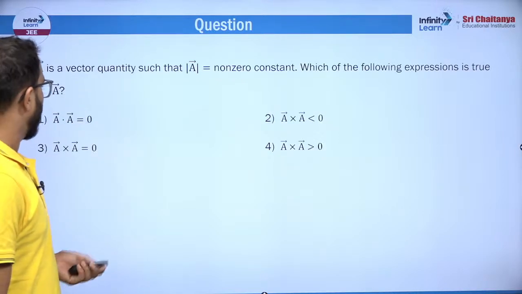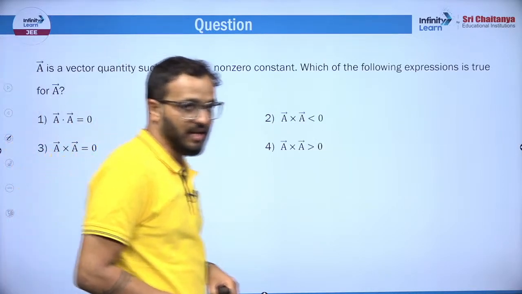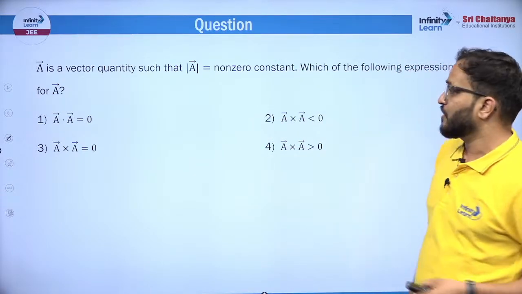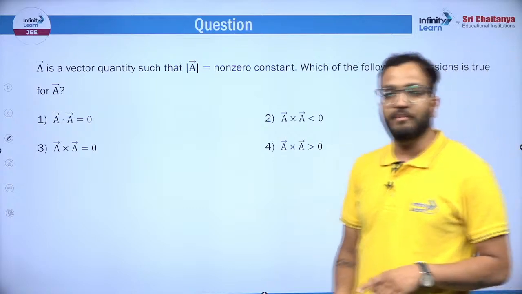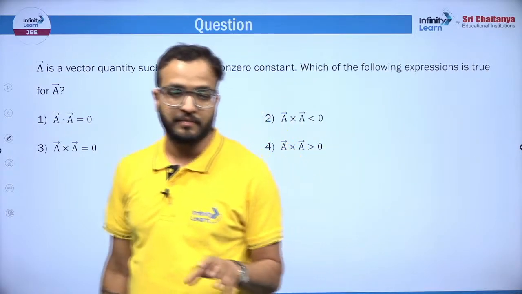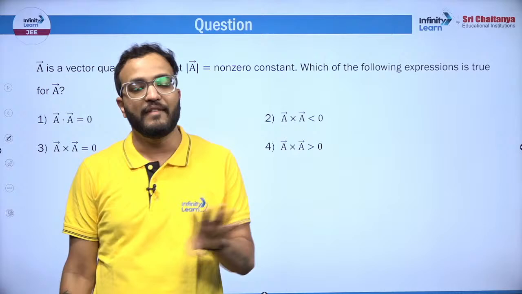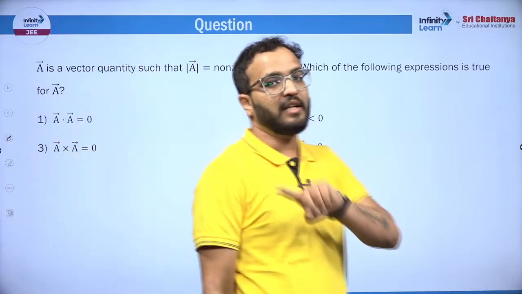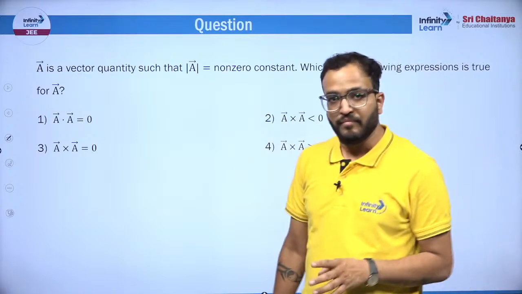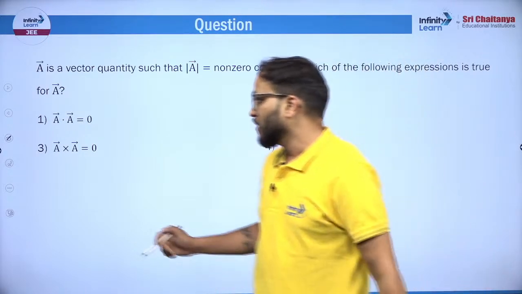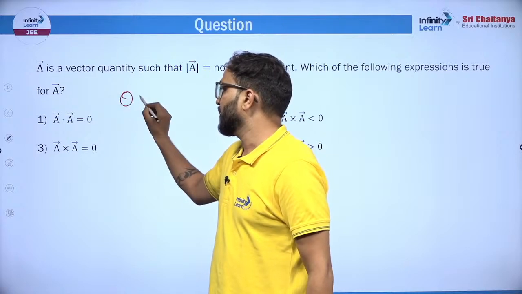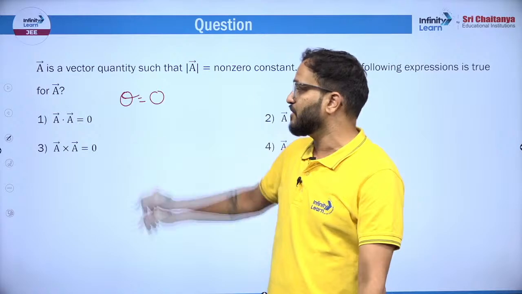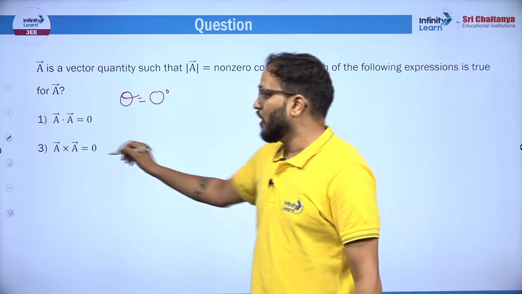Okay, now vector a. So vector a is a quantity such that mod a is a non-zero constant. Which of the following expressions is true for vector a? See, that means vector a is such a vector which is not having zero magnitude, it is having some non-zero magnitude, right? So what they are asking is, which one of the following is true? See, vector a, and if I take another vector a only, they must be parallel and coincident vectors, right? So for parallel vectors, what is theta? Theta is 0. For parallel vectors, vector a and vector a, what is the angle between them? 0 degrees, right? Okay.